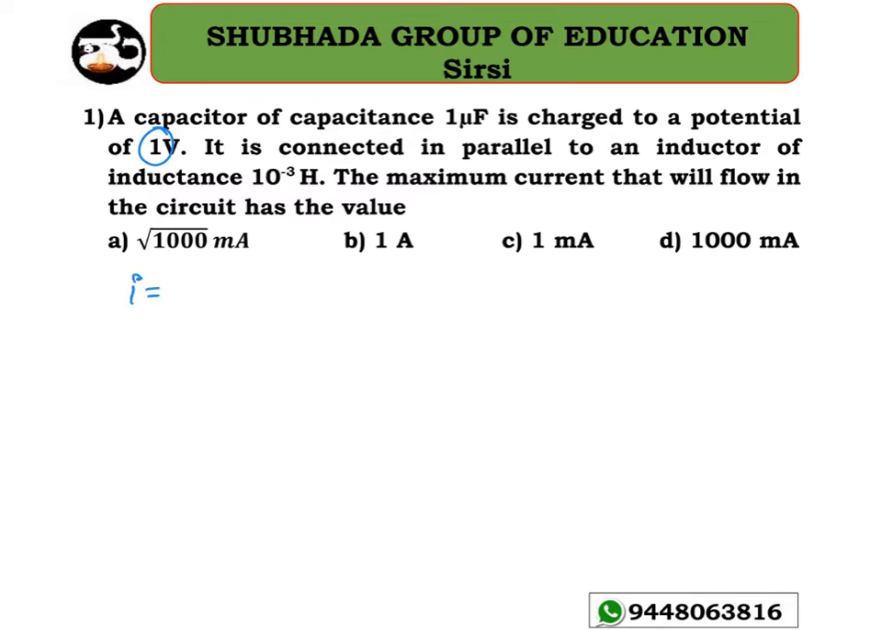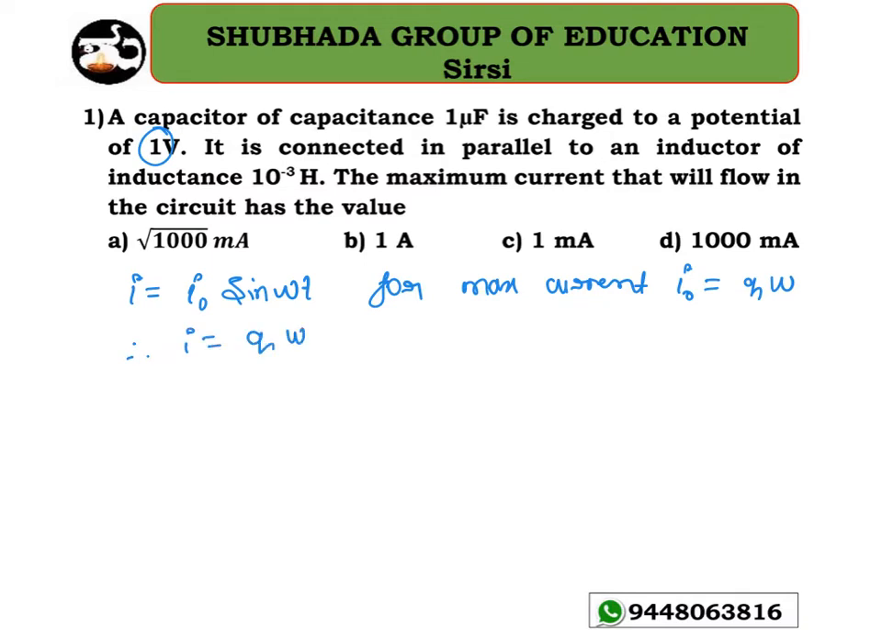So you know that the equation of the current is I equal to I naught sine omega t. Please try to remember, I have discussed this in the synopsis as well. For maximum current, we know that I naught is equal to Q into omega. So I will get I equal to Q times omega, where sine omega t can be taken as 1. This is for maximum current.